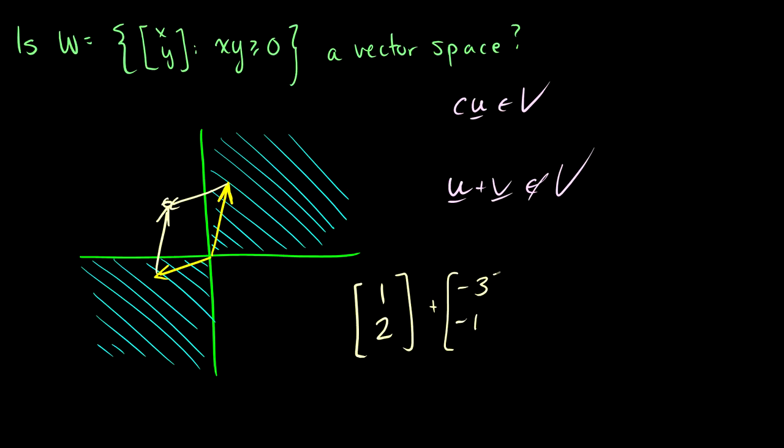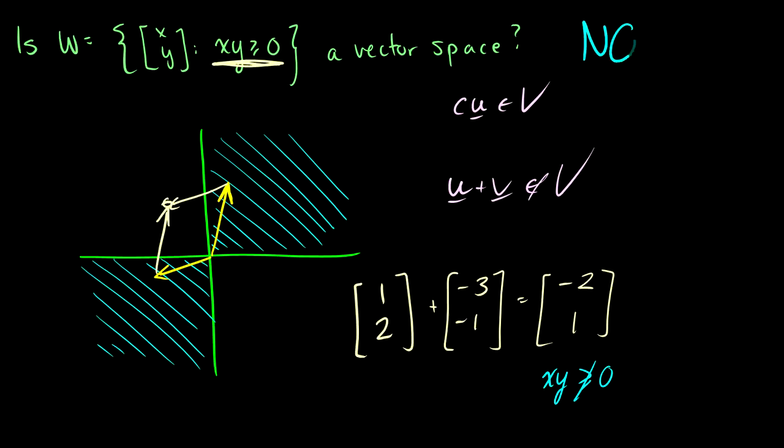So remember, we have to have that x times y is greater or equal to 0. So when we choose our vectors here, we have to make sure that both of them are in our vector space. So we're good here because 1 times 2 is greater than 0. We're good here because -3 times -1 is greater than 0. So this is going to give us -2 and 1. And we can see here that our x times y here is definitely not greater than 0. Therefore, this is also not a vector space.